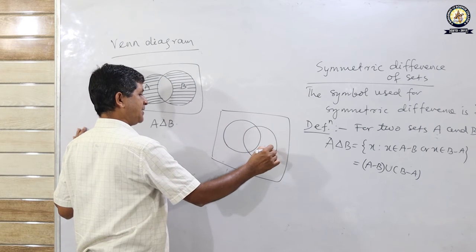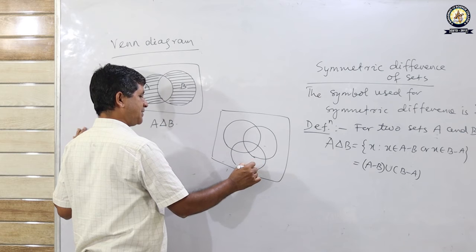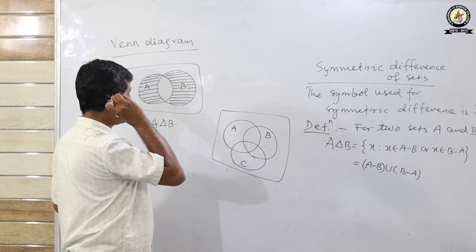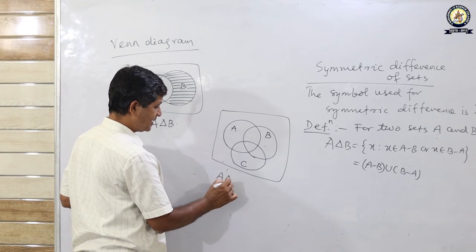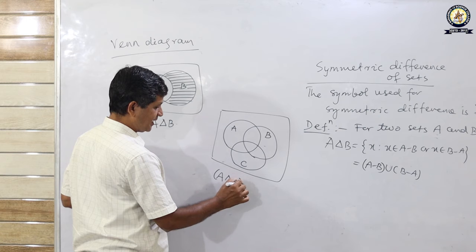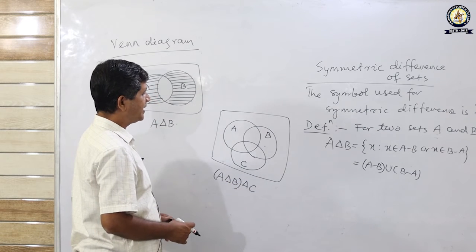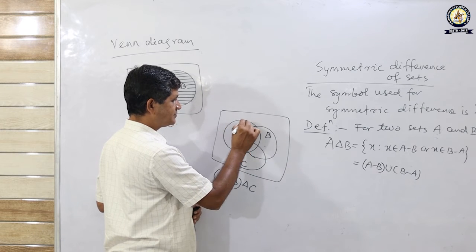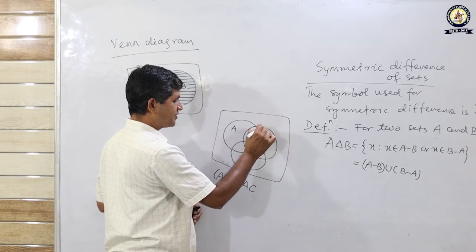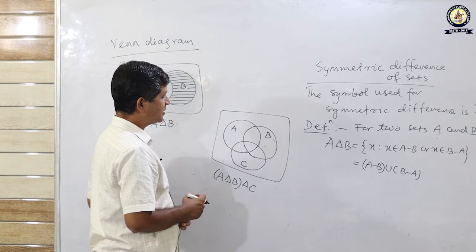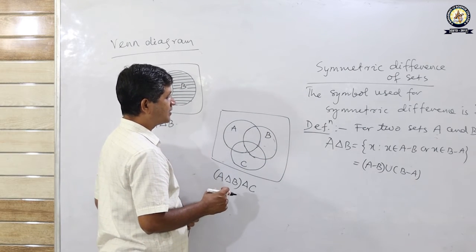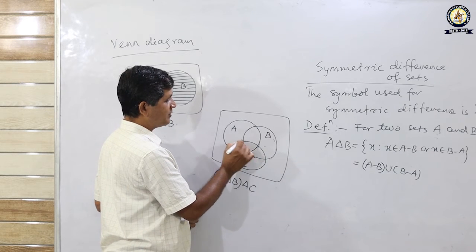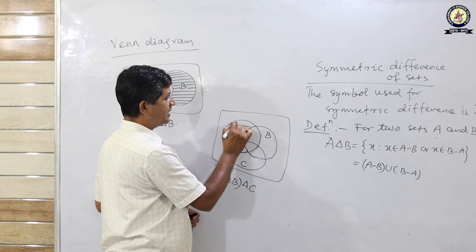This is A set, this is B set, this is C set. A, B, C. A del B del C means A del B is this part. From this we must eliminate the common part of C. This part is common and this part is common. So this part is A del B.